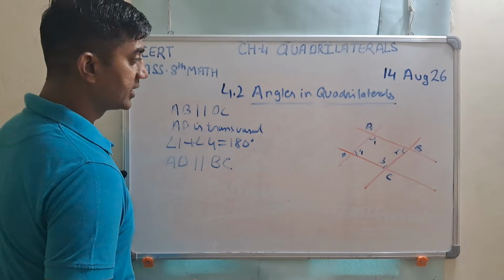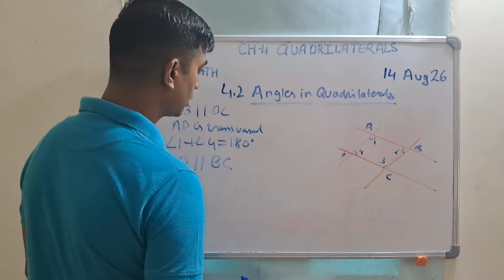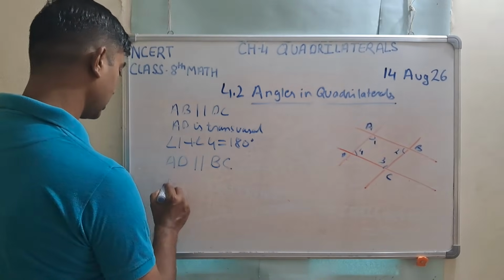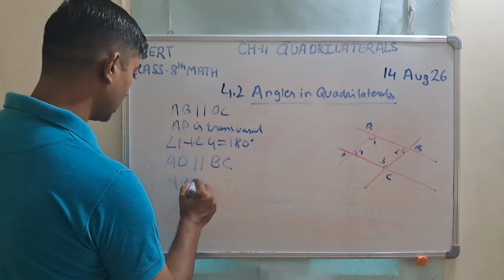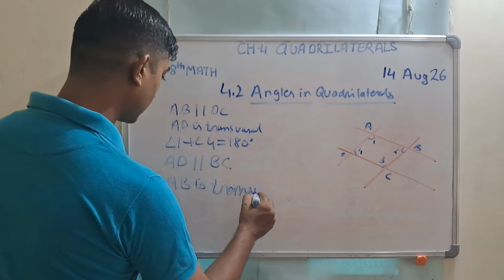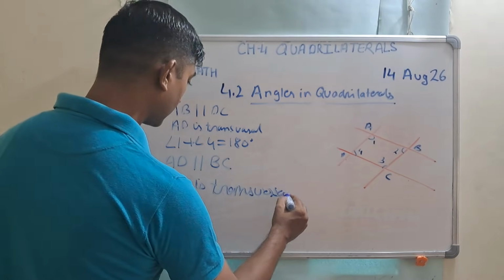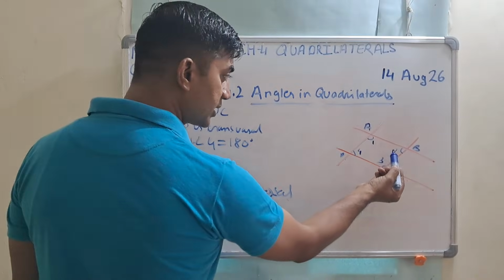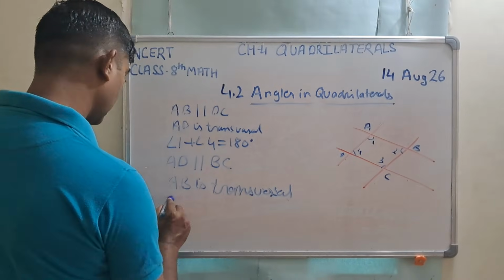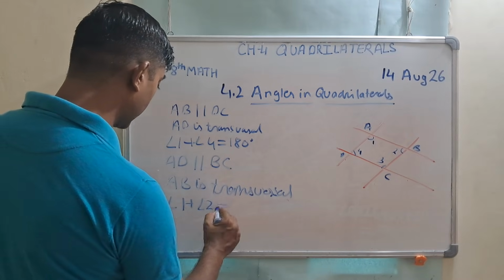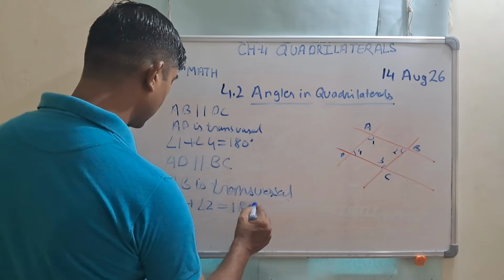And which line is the transversal? AB is transversal. So what we concluded is that angle 1 plus angle 2 is 90 degree. Sorry, 180 degree. Angle 1 plus angle 2 is equal to 180 degree. Understood?